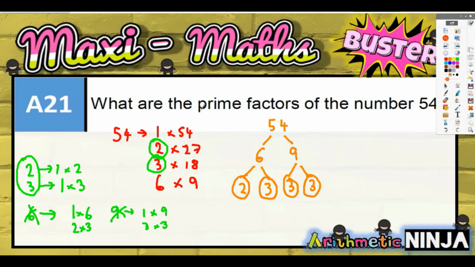So if you're being asked for what the prime factors are, then you would say what the different numbers here are. Well, we've got a 2 and we've got some 3s. So the prime factors are 2 and 3.